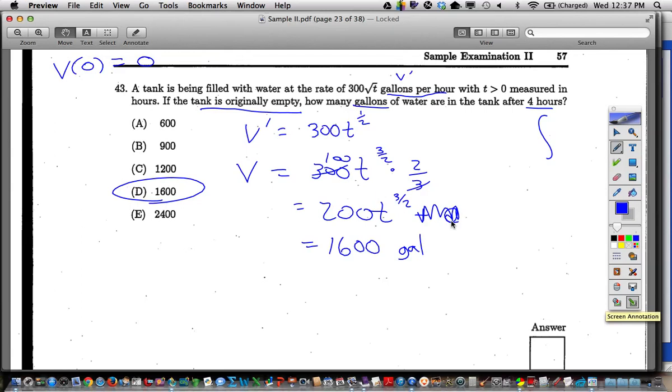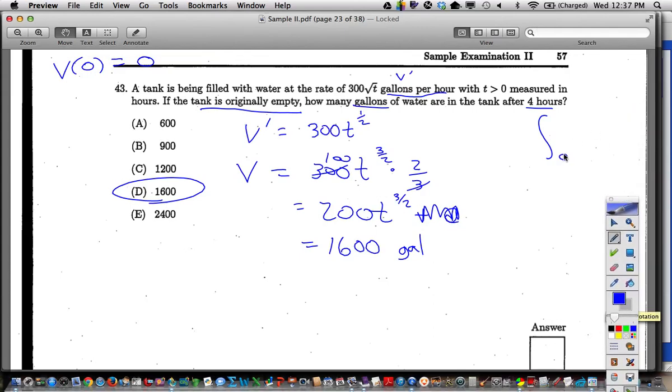Now, let's talk about it from an integral standpoint. From an integral standpoint, did you guys set it up as 0 to 4? Okay? And you do 300 t to the 1/2 dt. And again, this is gallons per hour in here. And so this integral, the antiderivative, should give us gallons. Well, what happens? You do the antiderivative, and of course, when we do the antiderivative, we leave off the plus C. And think about, let's call this V prime in here.